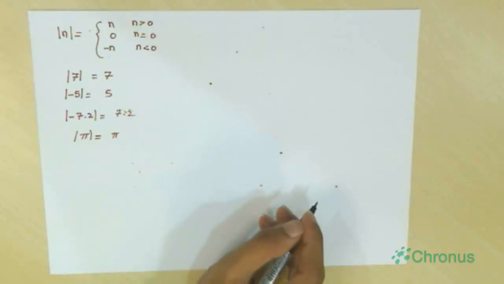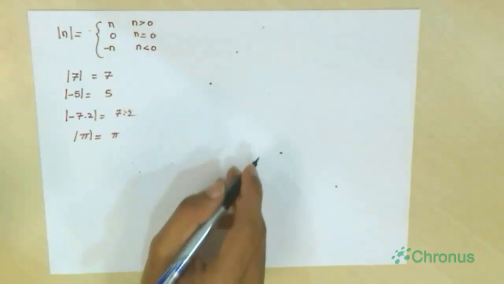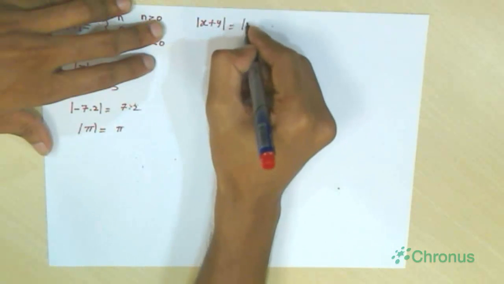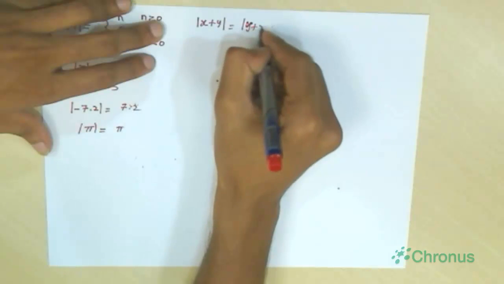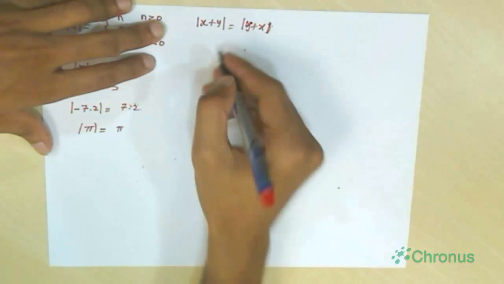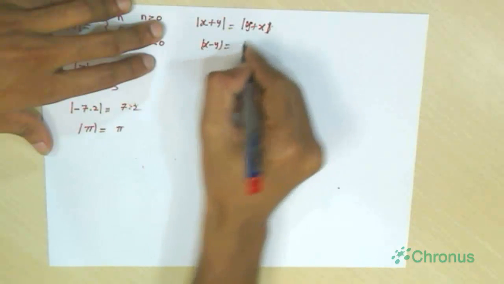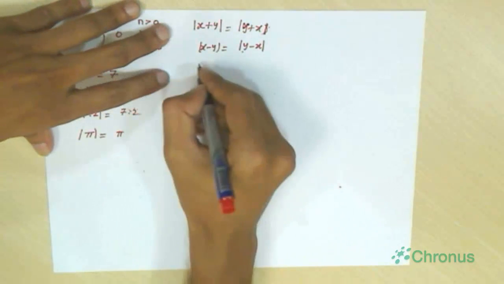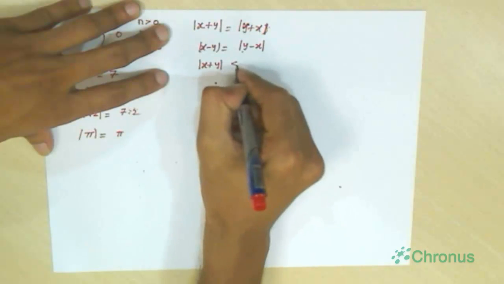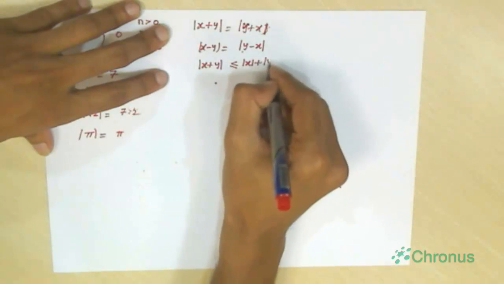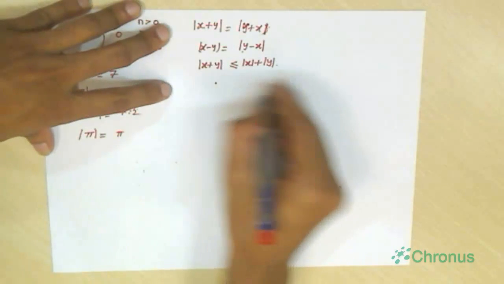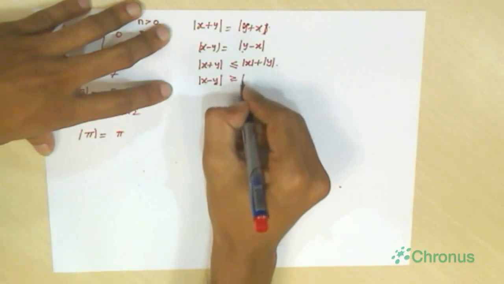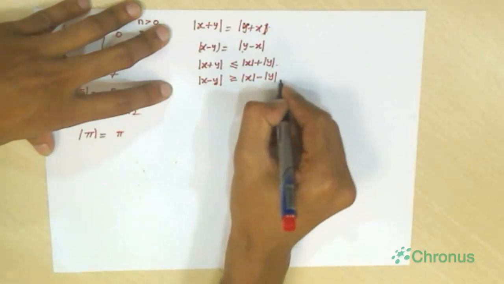And there are certain things which we can note here. The absolute value of x plus y, where x and y are any two real numbers, is the absolute value of y plus x. Of course, x plus y is equal to y plus x. That's not a big issue. And the absolute value of x minus y is equal to the absolute value of y minus x. And the absolute value of x plus y is always less than or equal to the absolute value of x plus the absolute value of y. And the absolute value of x minus y is always greater than or equal to the absolute value of x minus the absolute value of y.